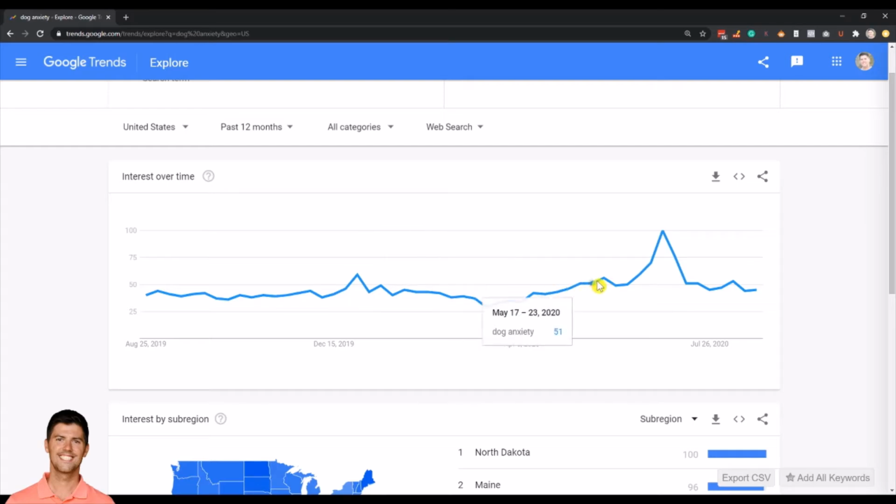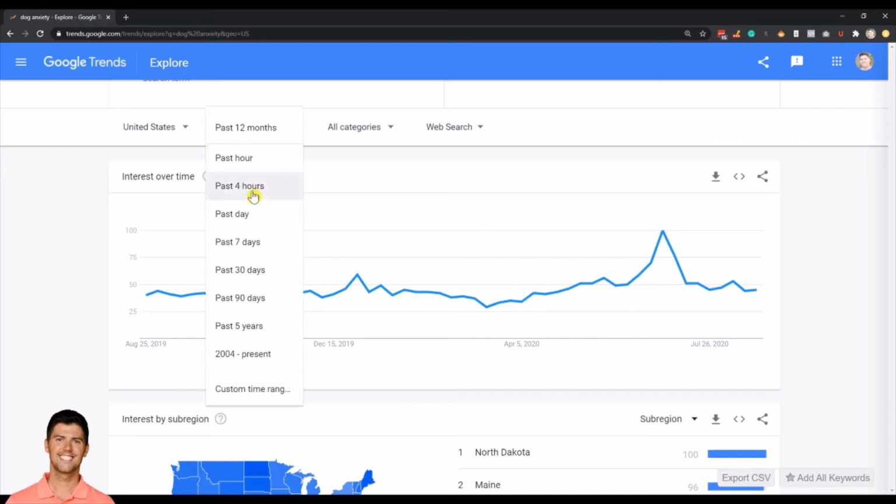But then you can see it goes back up and all the way up to 100 in July. And then it dips back down. But there's definitely a market here from a stability standpoint.